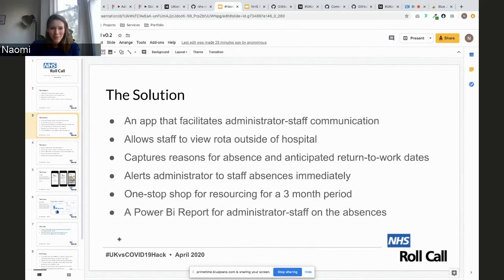So as I mentioned, the app would facilitate a more instant form of communication. At the minute also staff can only see the rota in the hospital on the internet. So here they would be able to view the rota through the app, and it would be more easily updated by the administrators. And staff would be able to enter why they can't attend work, so it would help with reporting.